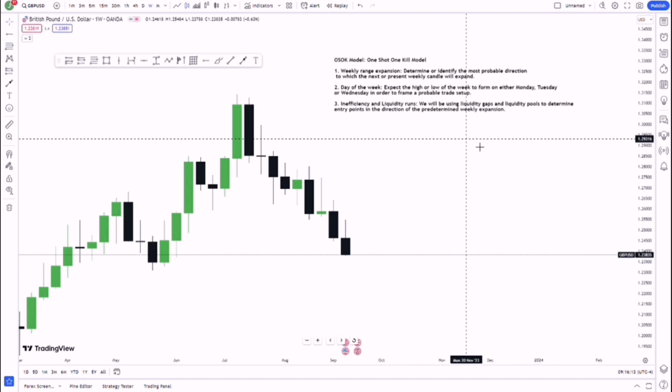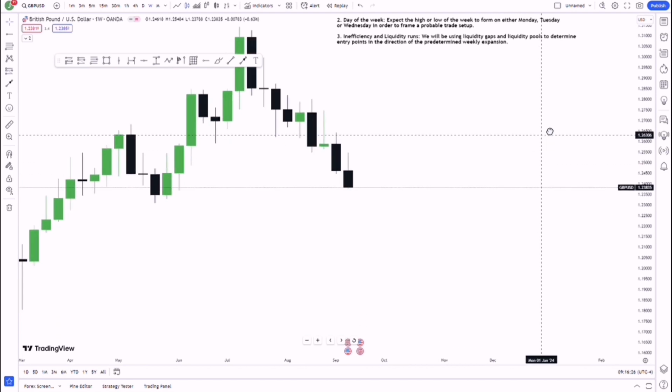Thirdly, we have to look at inefficiency and liquidity runs. We will be using liquidity gaps and liquidity pools to determine entry points in the direction of the predetermined weekly expansion. Let's get into the chart.